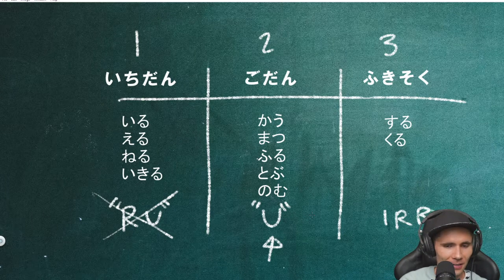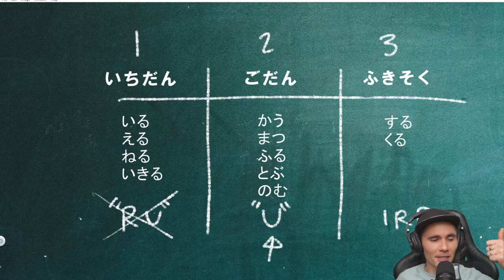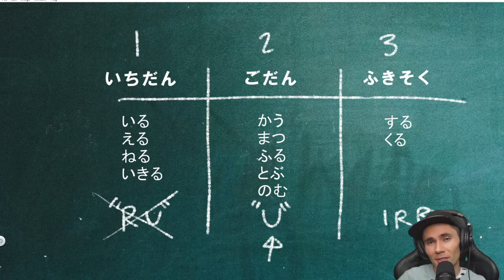And there we go. So we have, once again, if a verb ends in iru or eru, it's an ichidan. If it's suru or kuru, it's an irregular verb, and everything else is a godan.